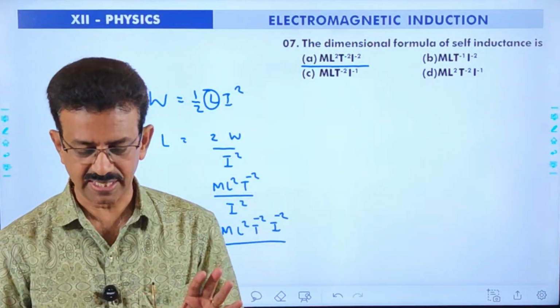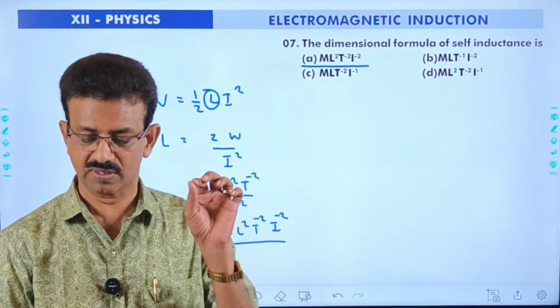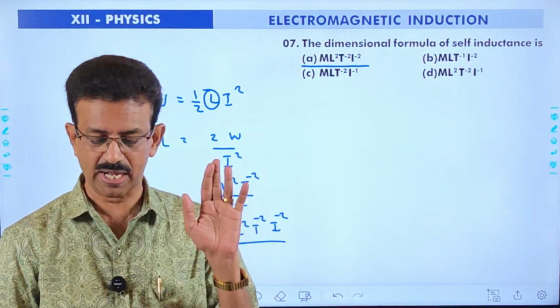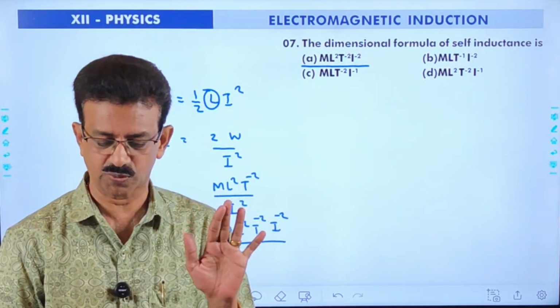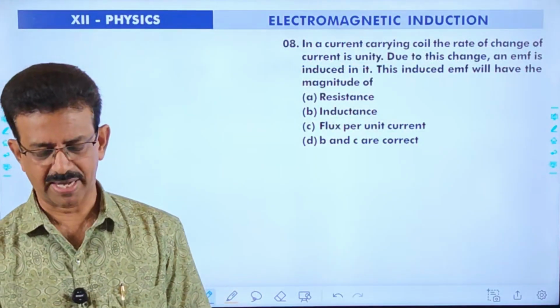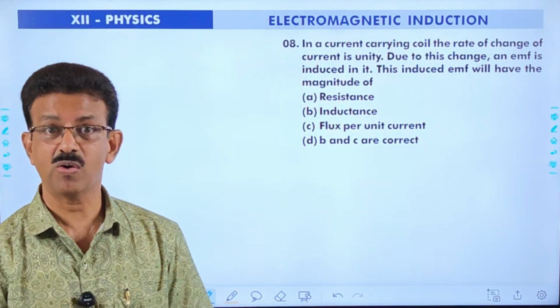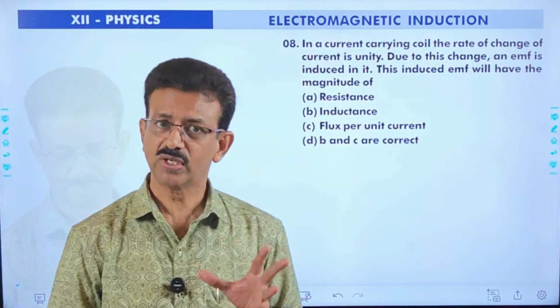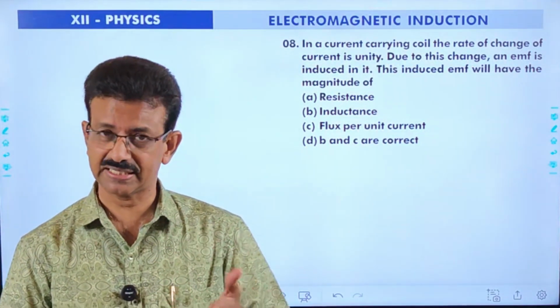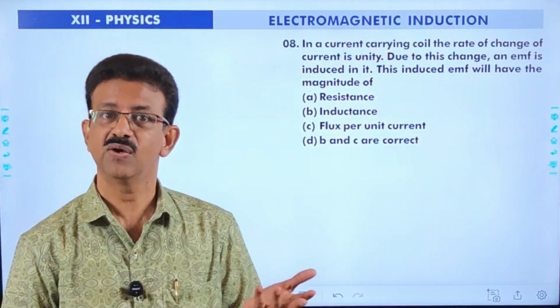For the seventh question, the dimensional formula of self-inductance is ML²T⁻²I⁻². That is, choice A is the correct answer. Question number 8. This is about self-inductance. What is self-induction, self-inductance, then mutual induction, mutual inductance?